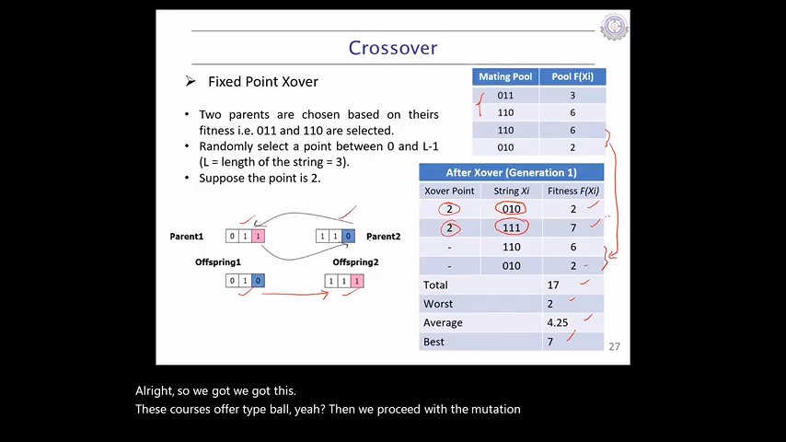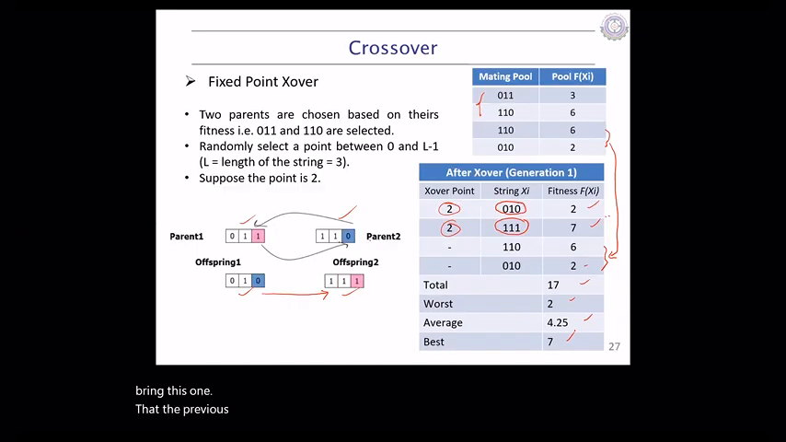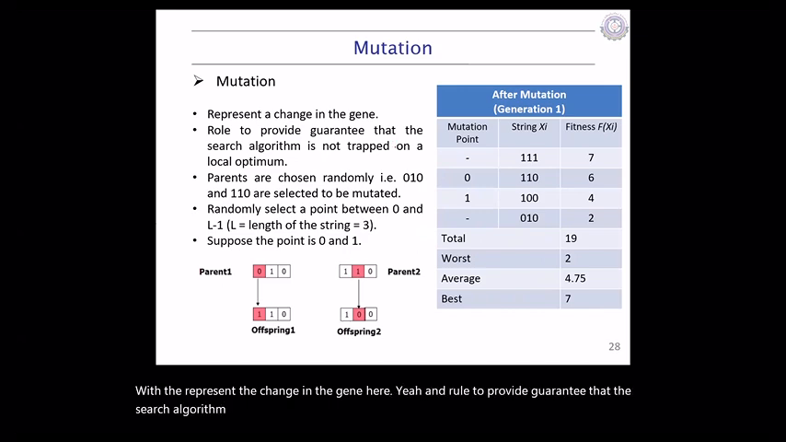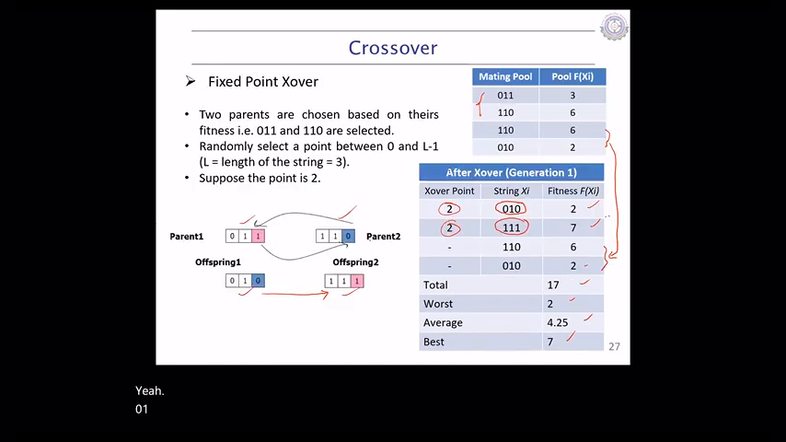Then we proceed with the mutation. You just bring the previous table, which represents the change in the gene. The rule is to guarantee that the search algorithm is not trapped in a local optimum. Parents are chosen randomly. For example, this one is 0, 1, 0 and 1, 1, 0.